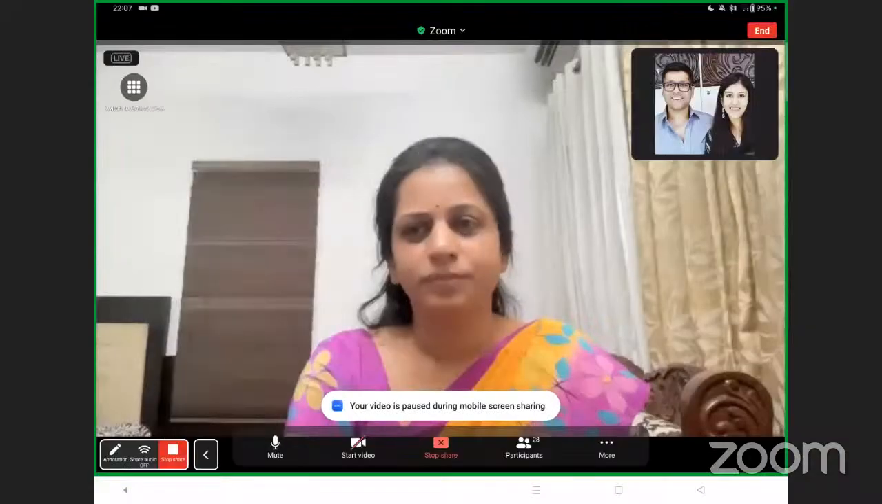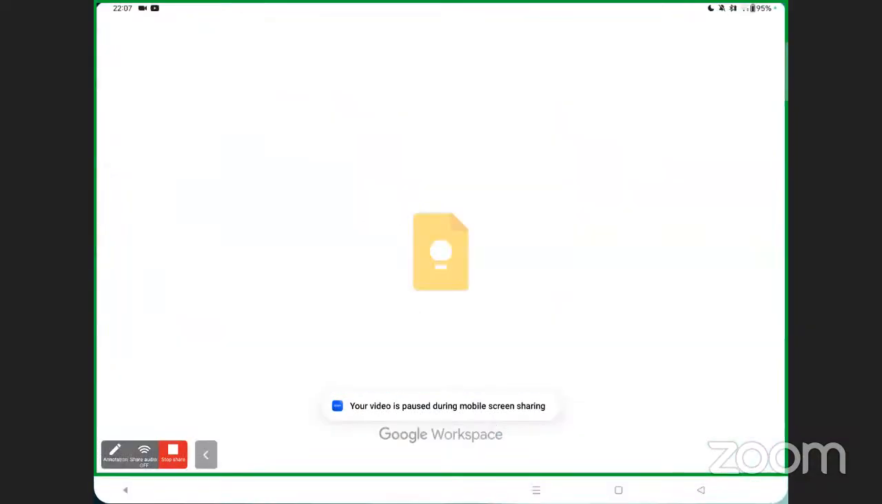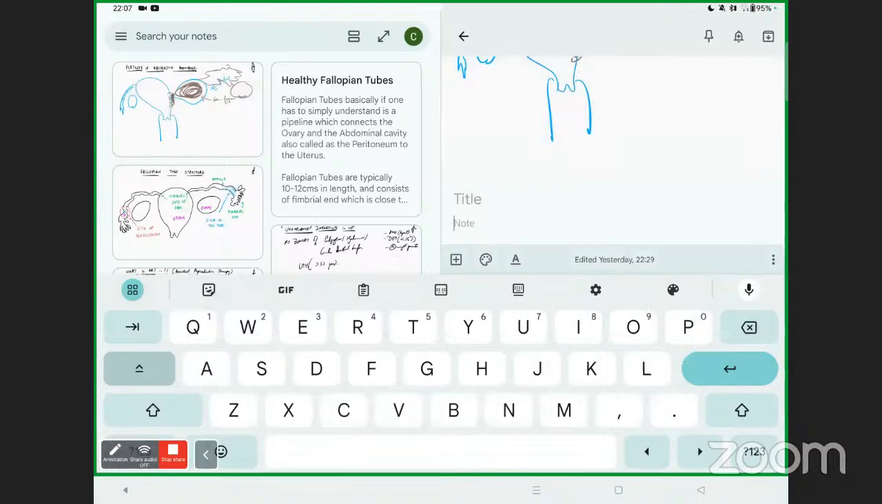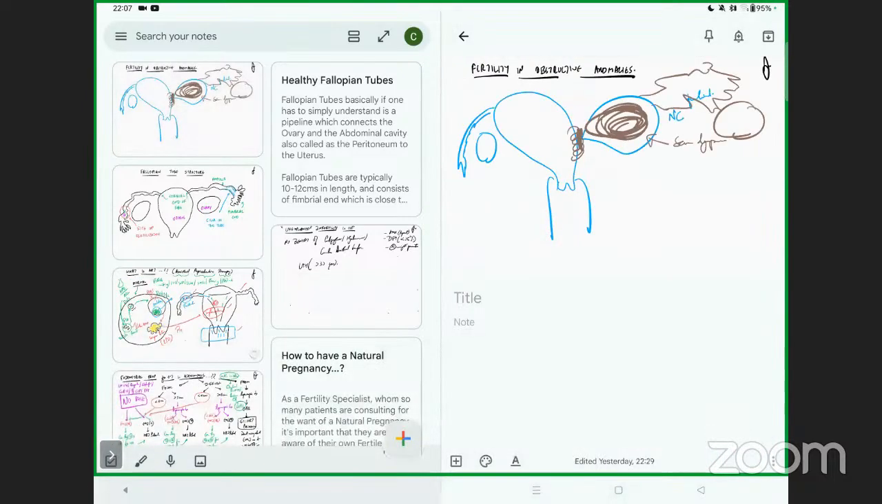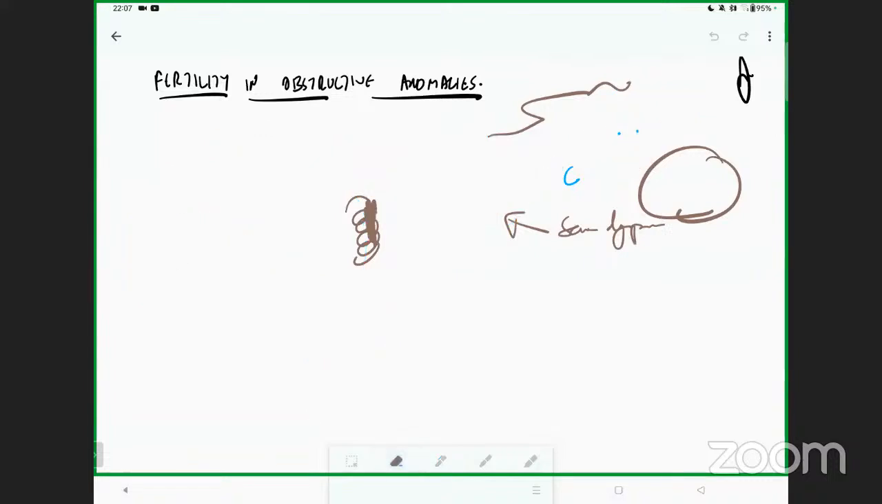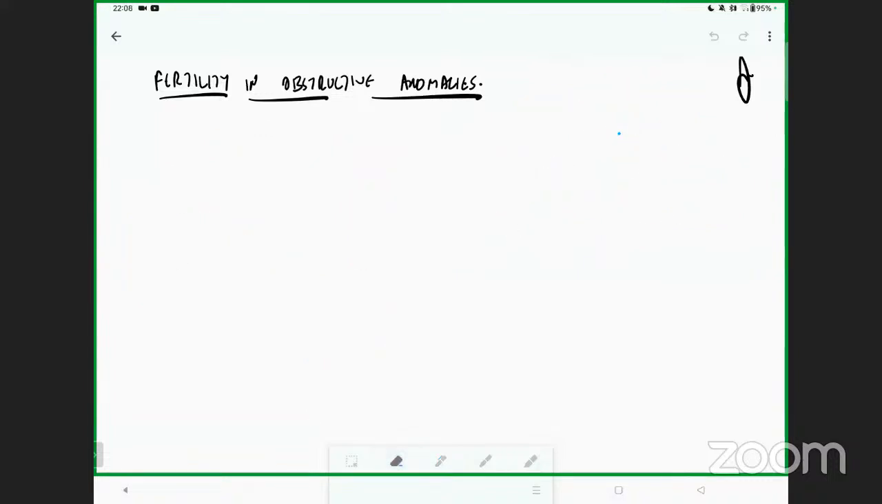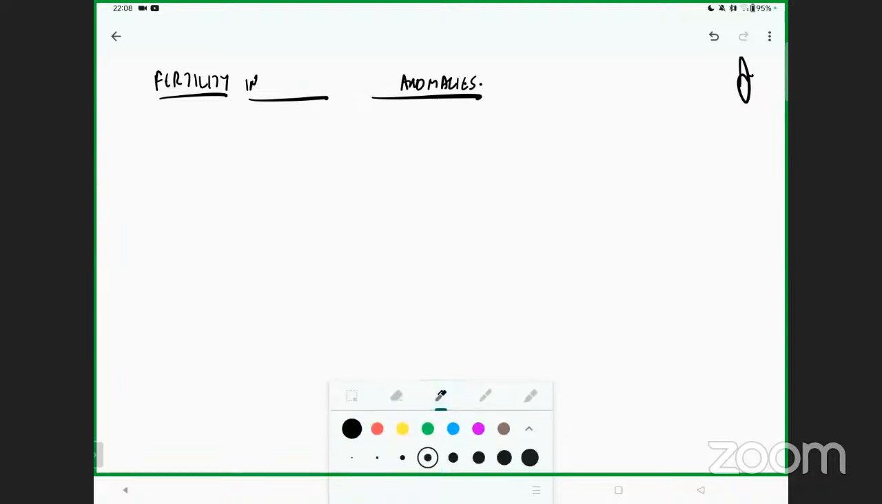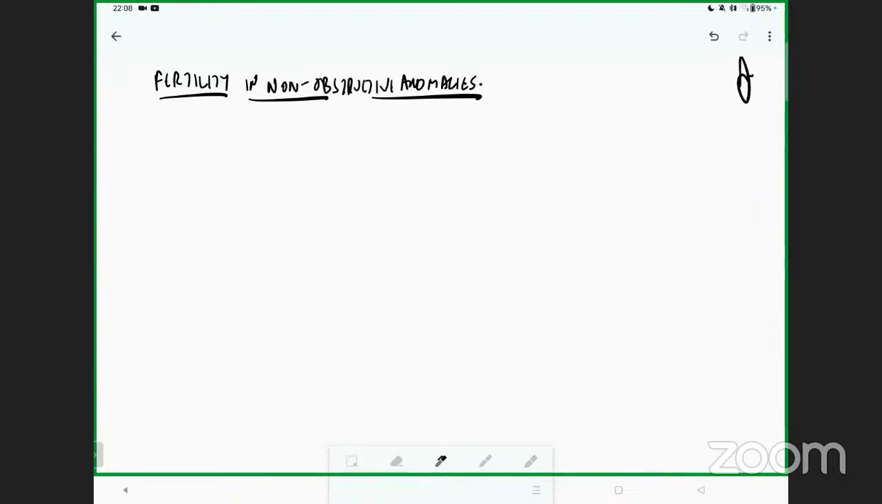Yeah. So I'm starting with the screen sharing, and today we will be discussing fertility in non-obstructive anomalies. Yes, last class we discussed fertility in obstructive anomalies. Today we will discuss it in non-obstructive anomalies.